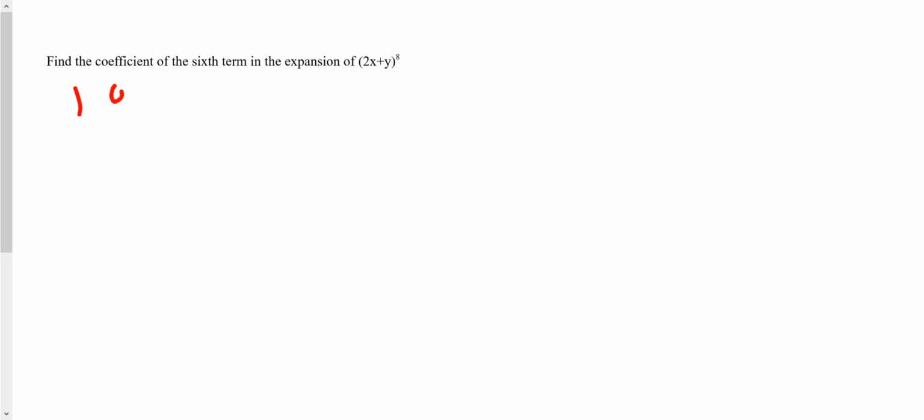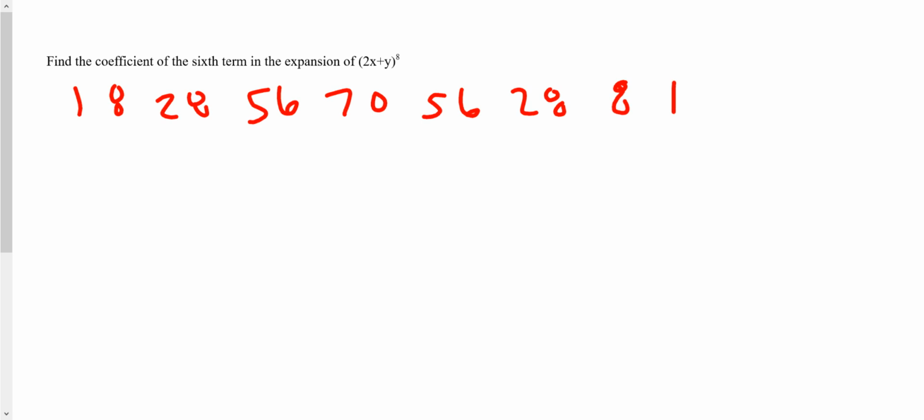So I've got 1, 8, 28, 56, 70, 56, 28. Let's go ahead and write all of them out: 8 and 1. I want the 6th term. That's the 56. So as a result, you think about down here, your x is going to be to the 8th power, and your y would be to the 0 power.